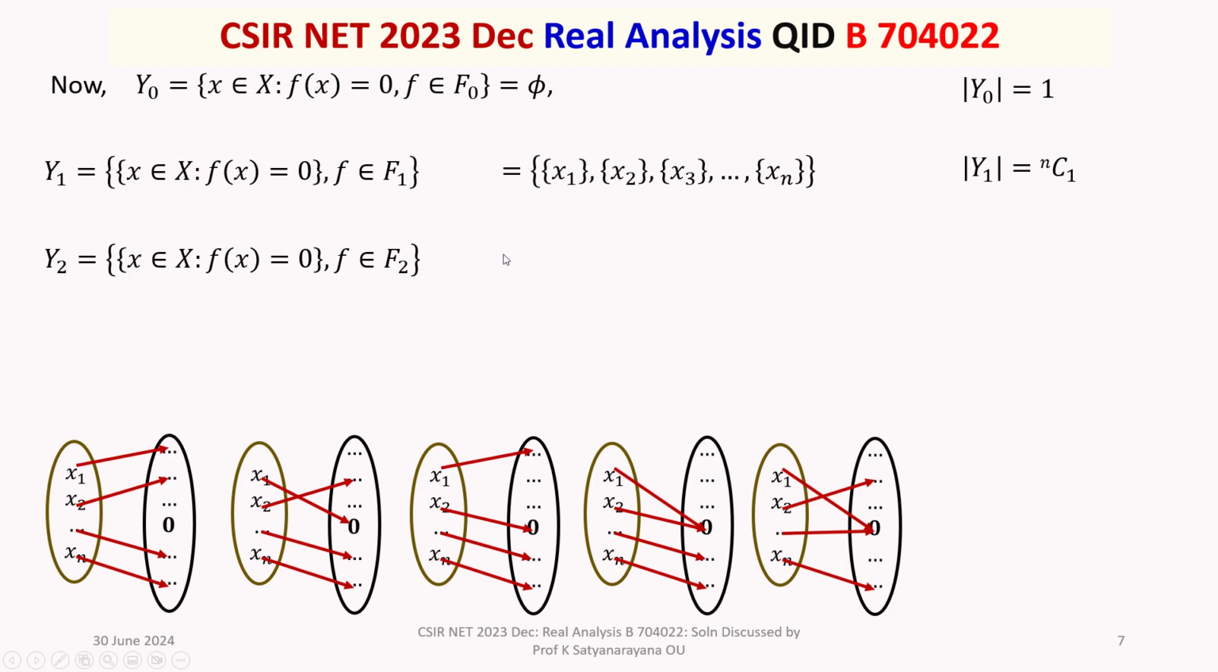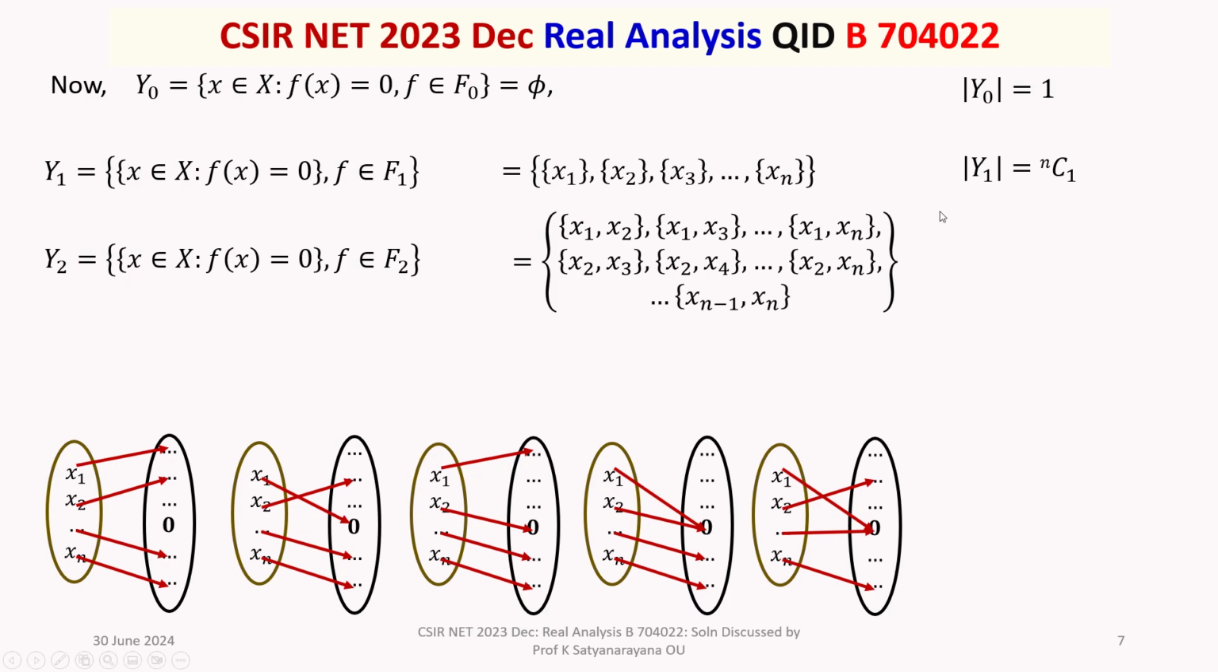So you get the subsets consisting of doubleton set {x1, x2}, {x1, x3}, {x1, x4}, etc., {x1, xn}, and starting with x2: {x2, x3}, {x2, x4}, {x2, xn}, etc. At the end, {xn-1, xn}. All doubleton sets you will get. How many doubleton sets will you get out of n elements? You will get nC2 elements. So the order of Y2 is nC2. You go on doing it for m equal to 1 to n.